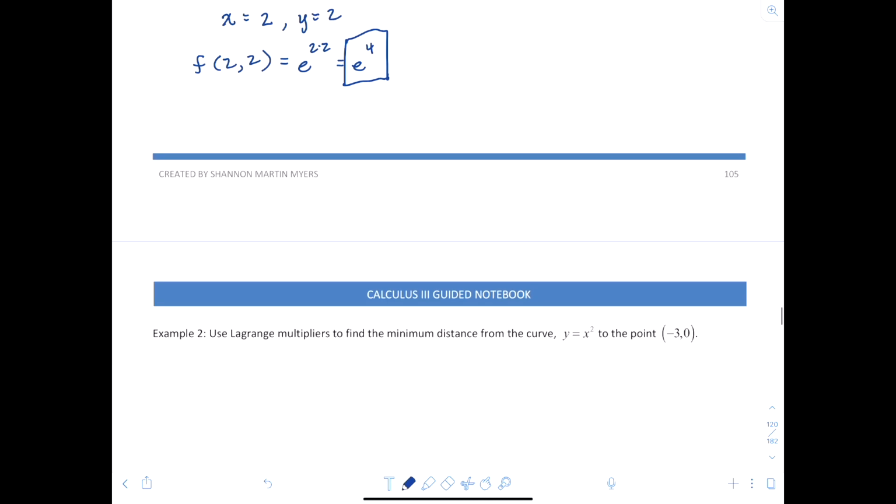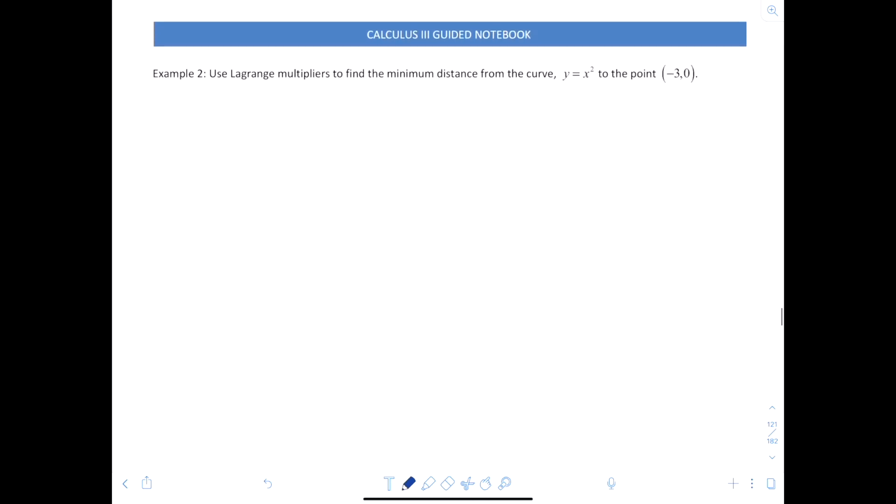Okay. Now, this problem here, don't worry, it's all good. No changes. We want to use Lagrange multipliers to find the minimum distance from the curve y equals x squared to the point -3, 0. So now we have to come up with, actually it's a little sneaky, we've been given our constraint.